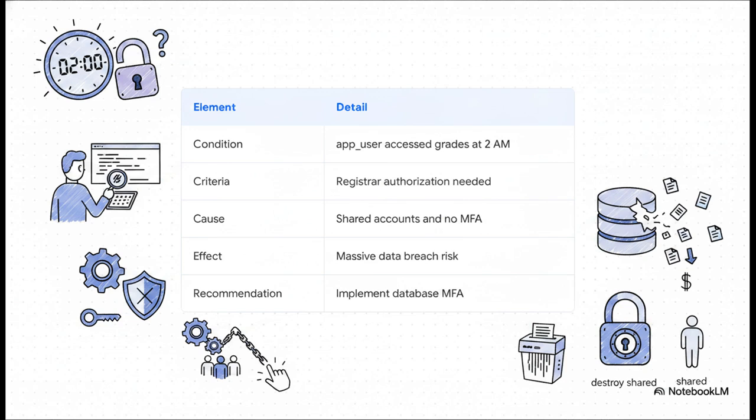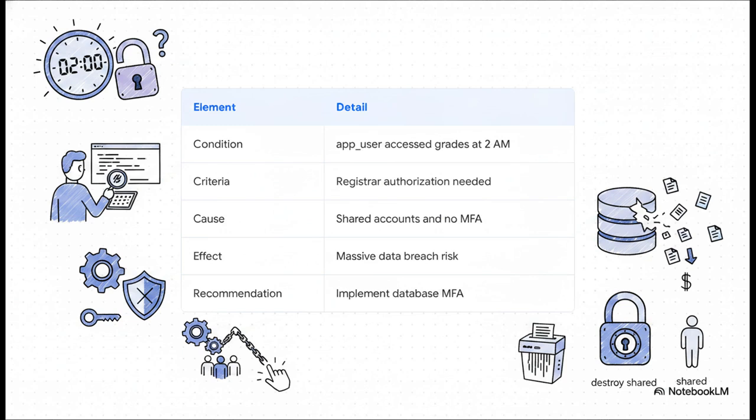Let's walk through this real-world lab scenario from Z-Tech University. First up, the condition. A generic account named App User was found accessing student grades at 2 a.m. on a Saturday. Next, the criteria. The policy strictly states that accessing the grades table requires registrar authorization. Then, the cause. Why did this actually happen? Because generic accounts were being shared among staff, and there was zero multi-factor authentication, or MFA, on the database.